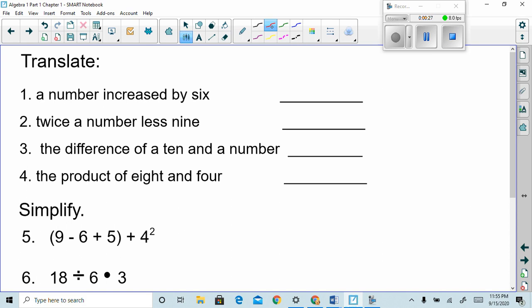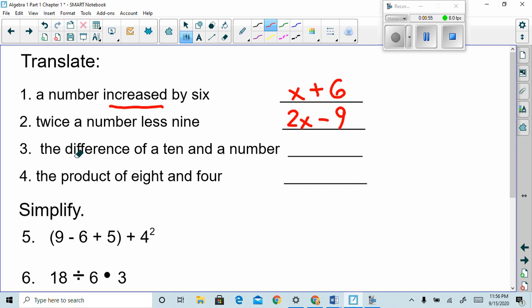Translations. Let's take our verbal expressions and convert those either into numeric or algebraic. A number increased by tells me I'm adding some number, I'll pick a variable x, increased by 6. Twice a number, less 9. Twice a number would be 2 times x, less means subtract, less 9.